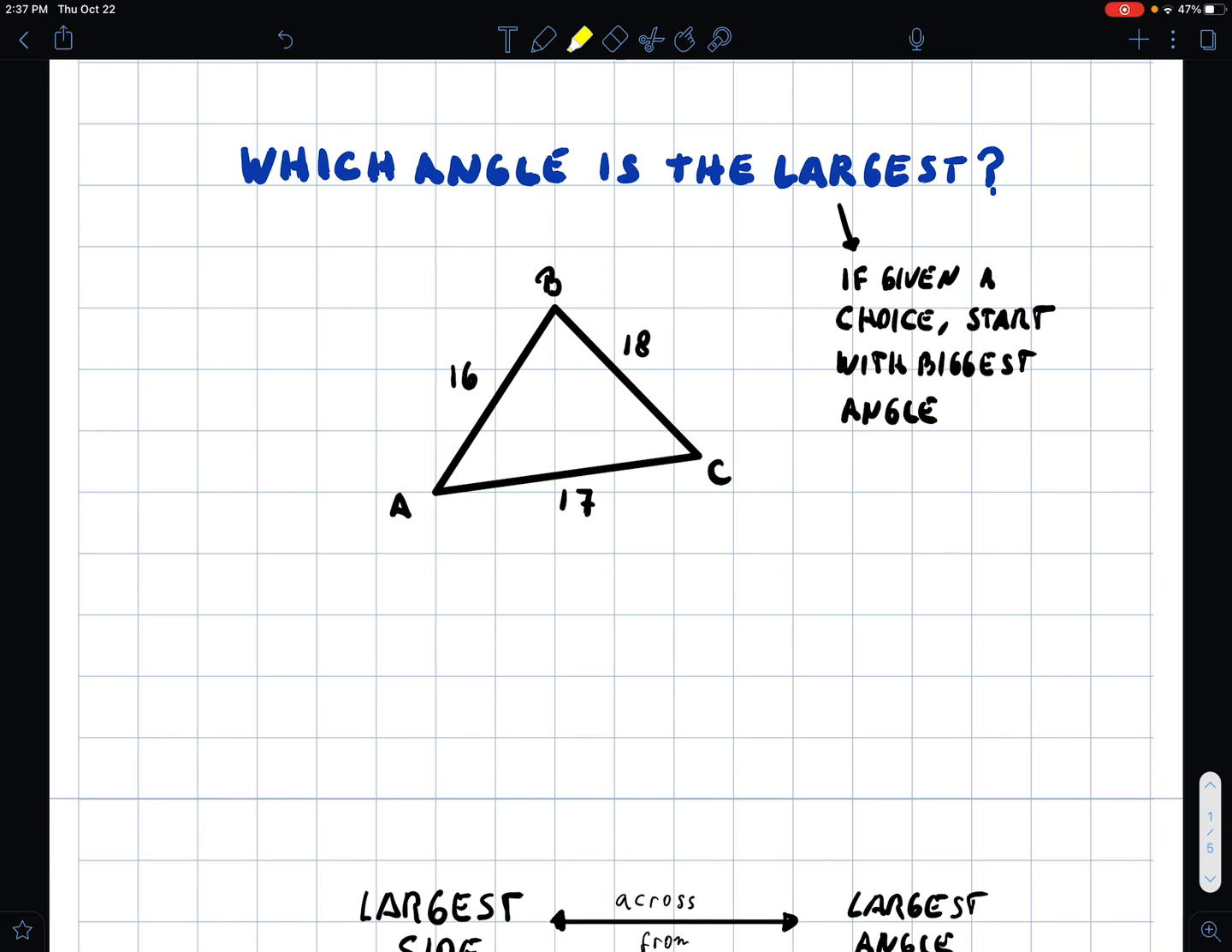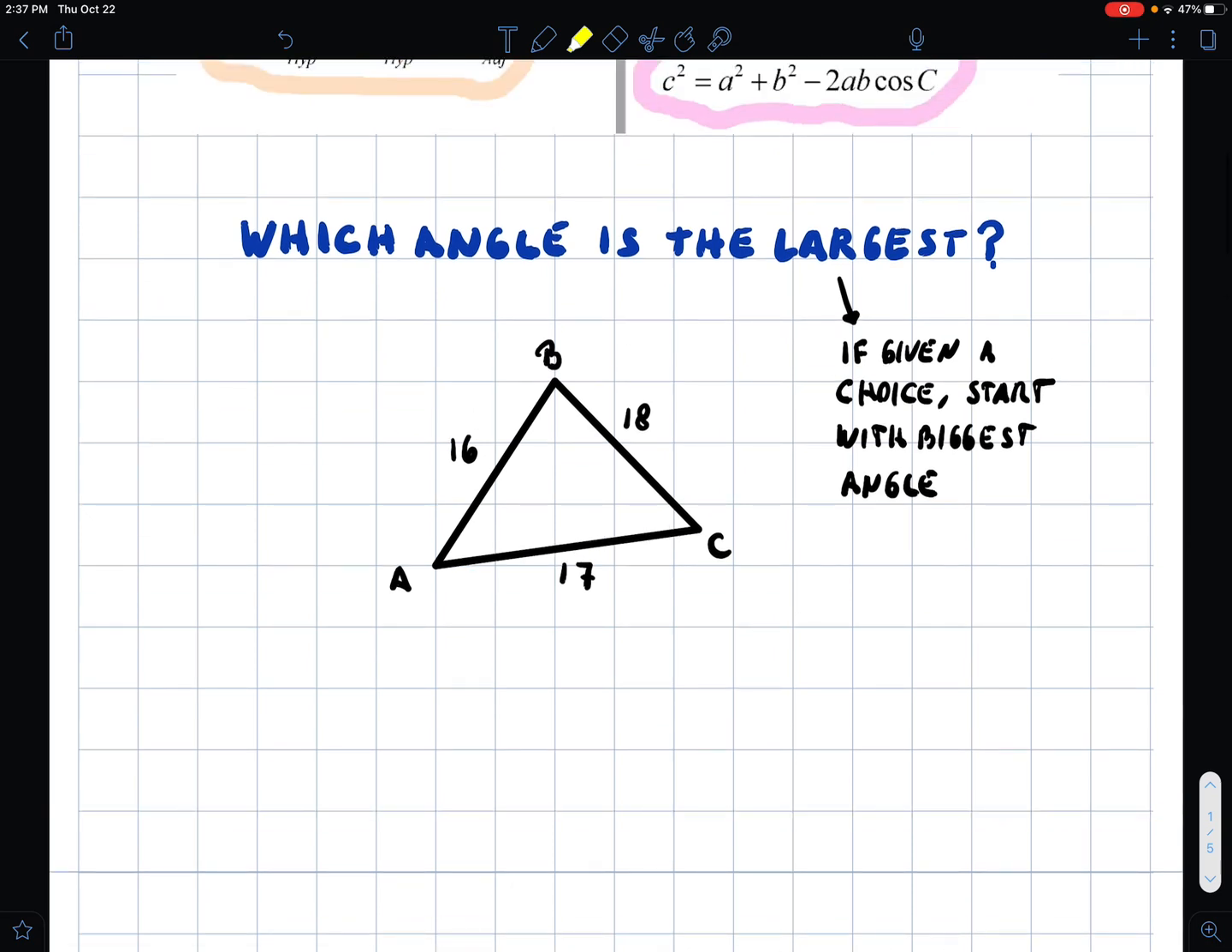We always start with the largest angle. So in this case, which one of those three angles, A, B, or C, is the largest angle? You thought about it. The largest angle is A. How do I know? Because it's across from the largest side.